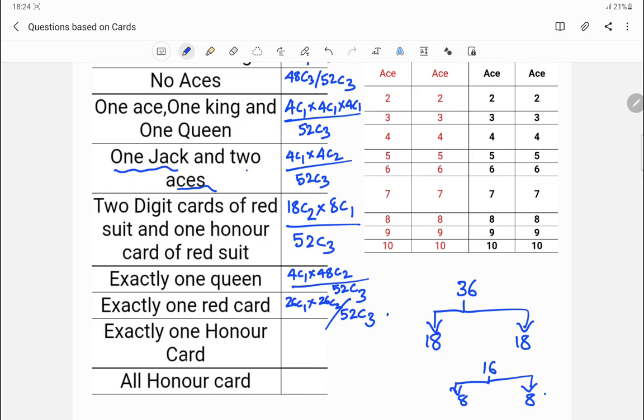Next question is, there is exactly 1 honor card. 1 honor card means that out of the 16 honor cards I'll draw 1 and the rest are digit cards. So out of 36 I'll draw the remaining 2, and this is divided by 52C3. Next, all are honor cards. So out of 16 I'll draw 3 honor cards, divided by 52C3.